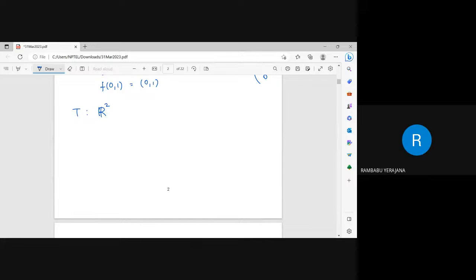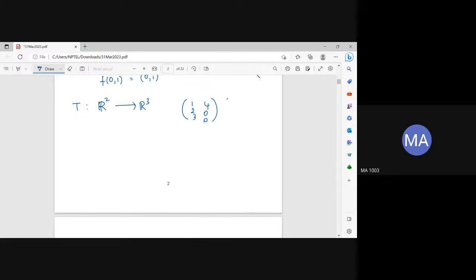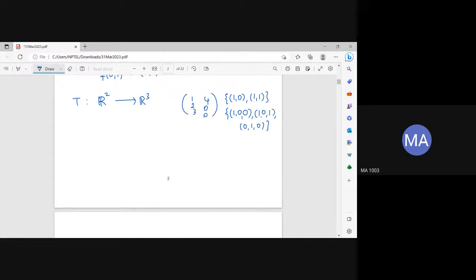Matrix to linear transformation. Say I have R2 to R3. The linear transformation matrix will be a 3 × 2 matrix. Okay, so 1 2 3 4 5 6. Suppose this is, let me include some zeros for simplicity, the matrix of the linear transformation with respect to (1,0), (1,1) for the domain, and say (1,0,0), (1,0,1), (0,1,0). Say this is the basis for the domain and this is the basis for the codomain, and this is the matrix of the linear transformation.